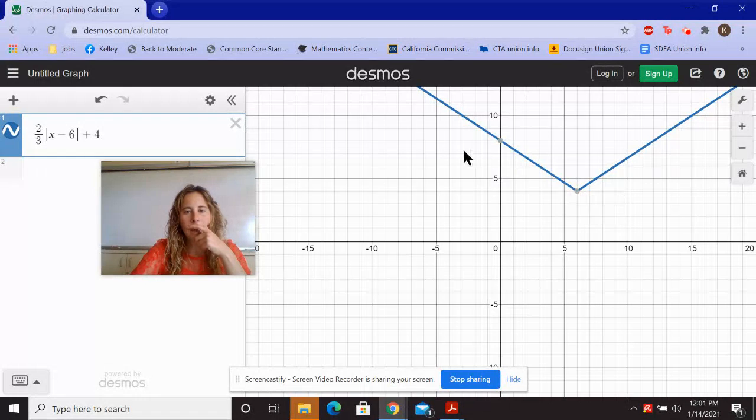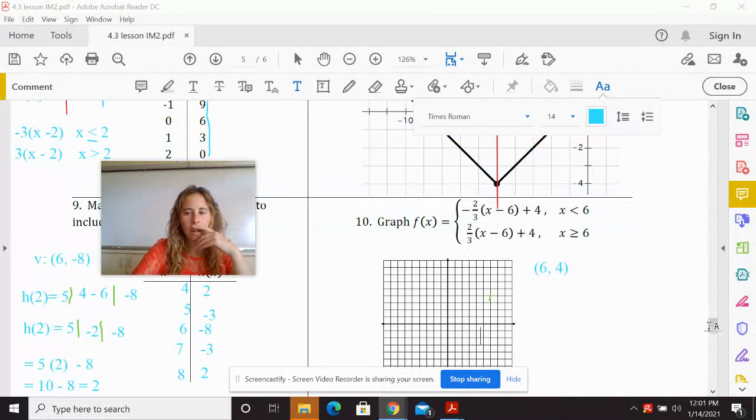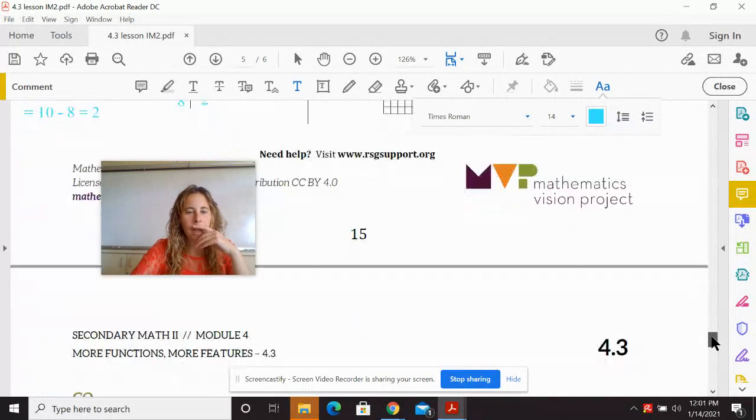Okay. And you see how this side has a negative slope. So really, when you go to graph it, you can go, okay, 2/3. So up 2 over 3, up 2 over 3, up 2 over 3. Over here, we're up 2, over 3, up 2, over 3. So you're just going up 2 over 3. All right. I'm going to minimize that. Okay, so that's how you would graph number 10.